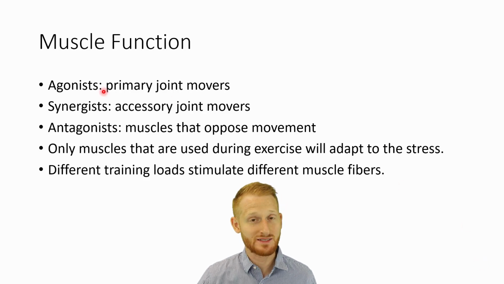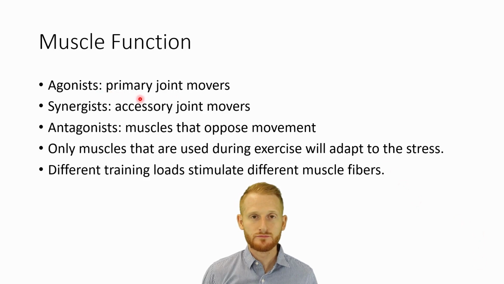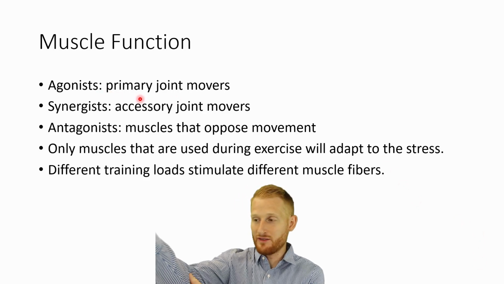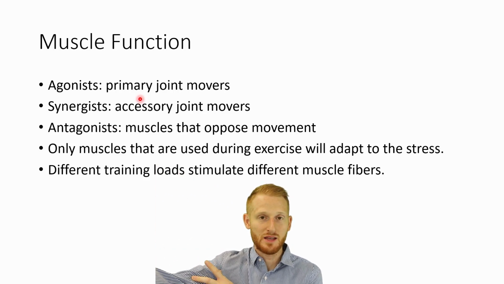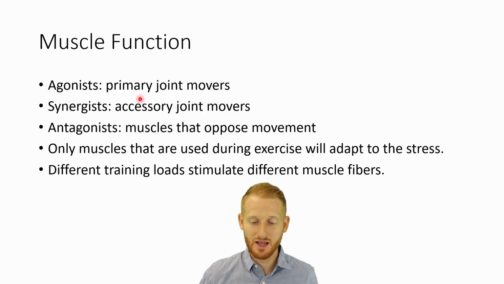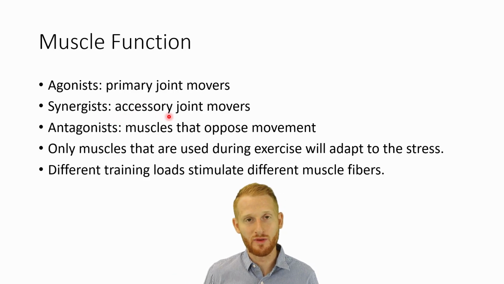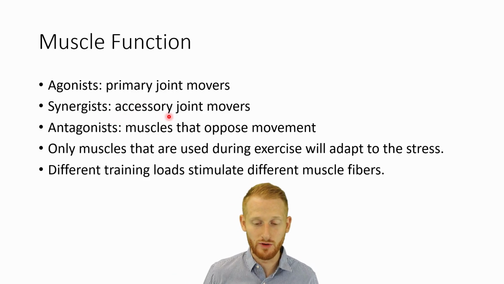An agonist muscle is a muscle that is the primary mover of a joint. So if I take my elbow here and I flex it in on itself, the primary mover for that is the biceps muscle. So that is the agonist. You also have synergist muscles, which are the accessory muscles that also connect to that same joint and help with the movement, but they're not the primary mover.